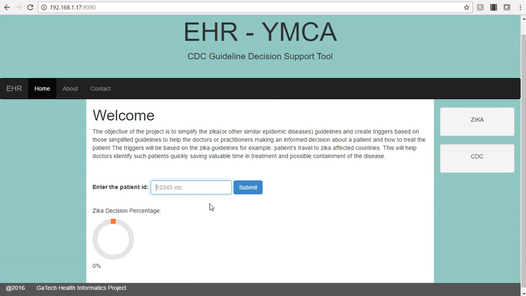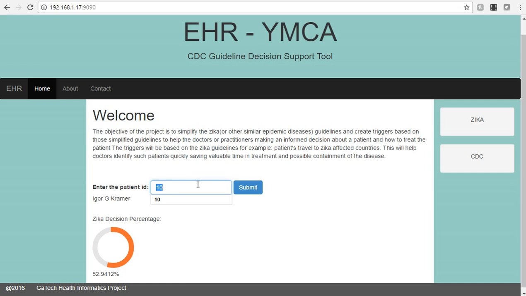Let's assume the practitioner is working with a patient, Mr. Kramer, with patient ID equal to 10. The doctor now updated Mr. Kramer's EHR and nothing happens, as the calculated Zika probability for Mr. Kramer is less than 60%. In a real-world scenario, the doctor will not get any notification or alert if the threshold is not met.